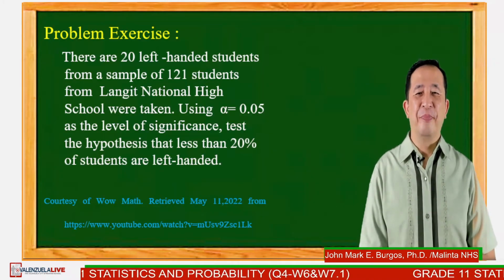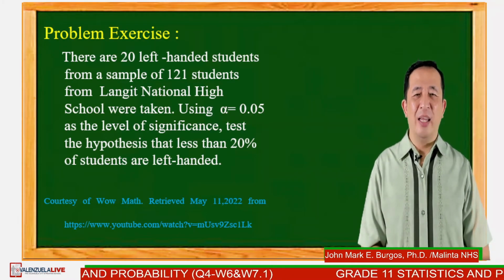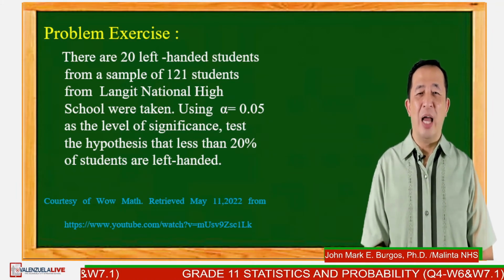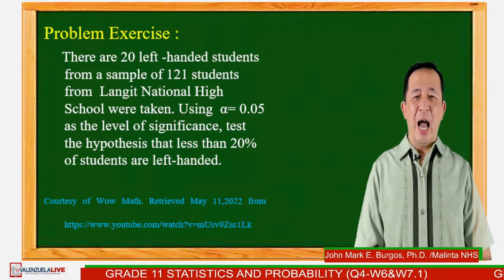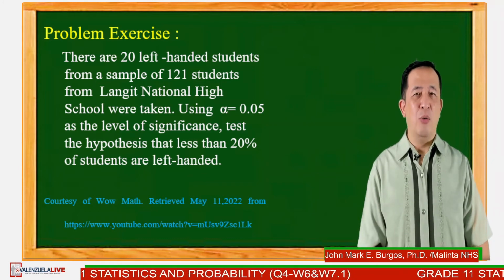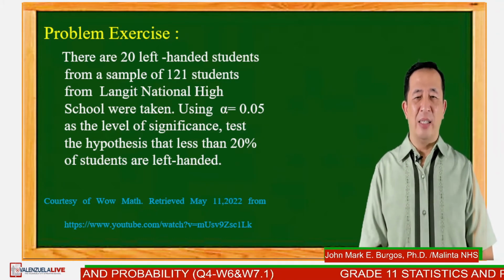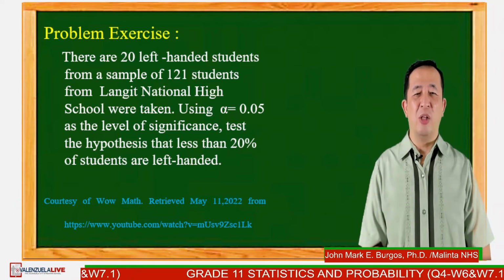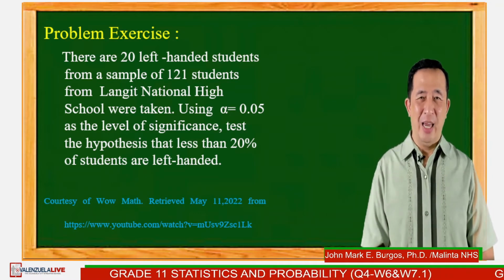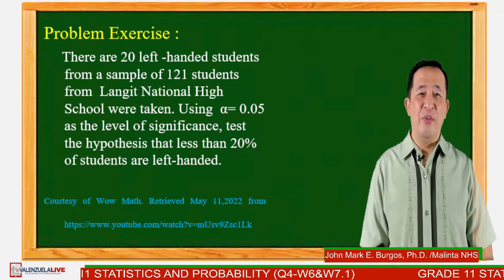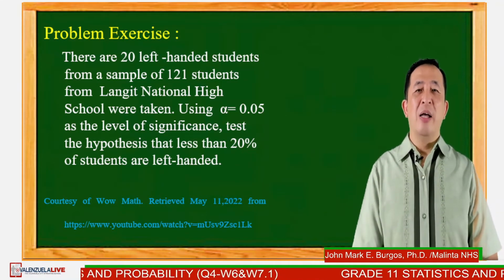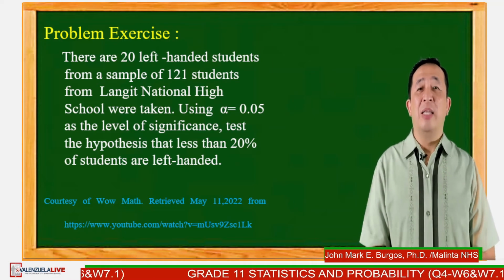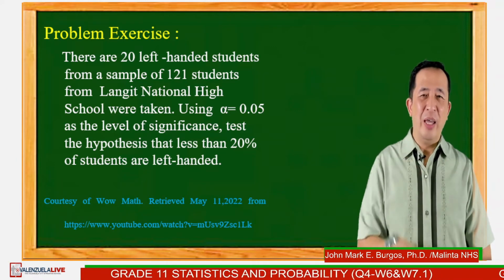If you are ready. There were 20 left-handed students from a sample of 122 students from Langley National High School. Using alpha equal to 0.05 as the level of significance, test the hypothesis that less than 20% of students are left-handed. If you are ready, I will give you 5 minutes to solve the problem using the lectures and the steps that we discussed. You may start now.